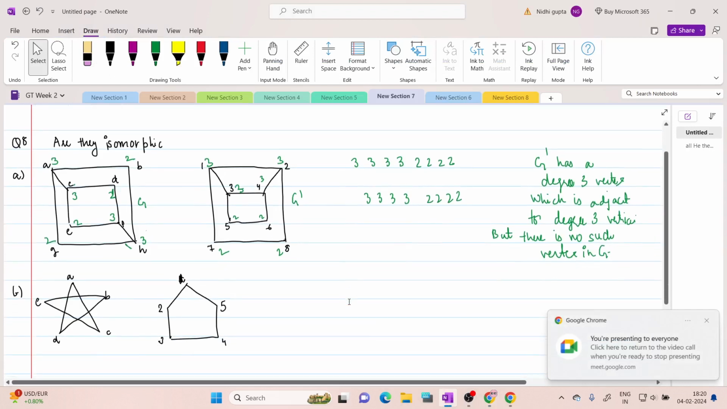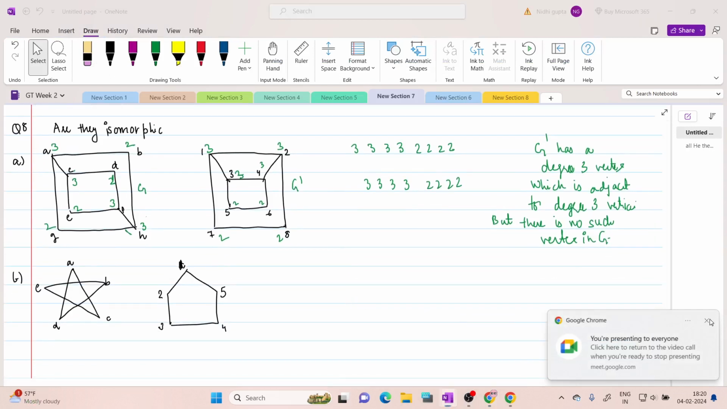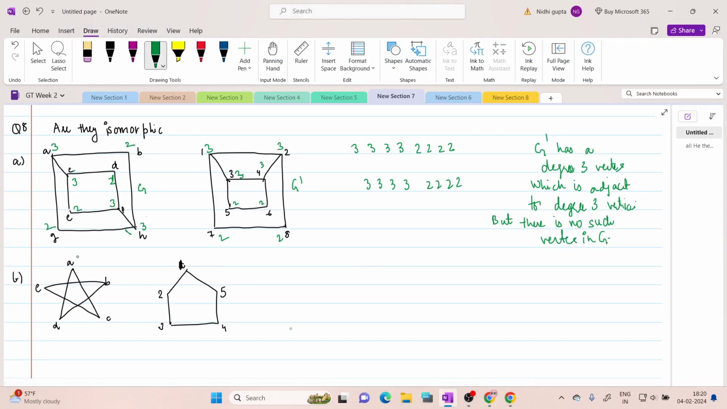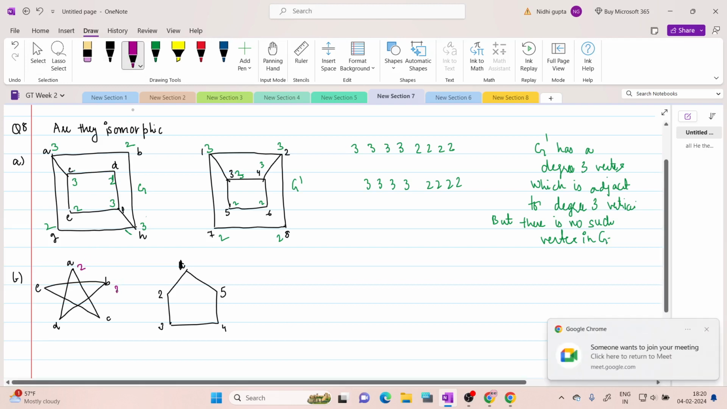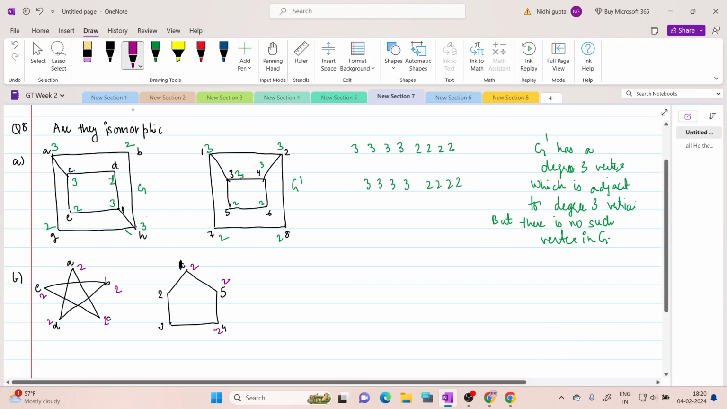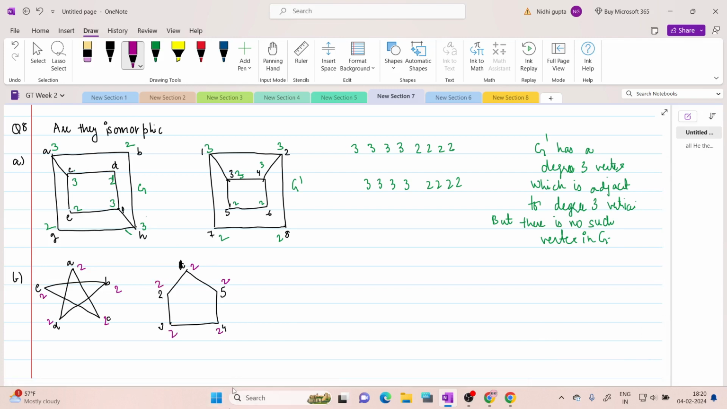What about B? What do you think? Are they isomorphic? No. Why? Let's look at the degree sequence. This is 2, 2, 2, 2, 2. And this is also 2, 2, 2, 2, 2. So you said they are not isomorphic. Why are you saying they are not isomorphic?